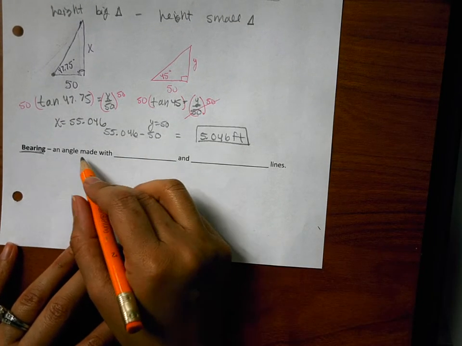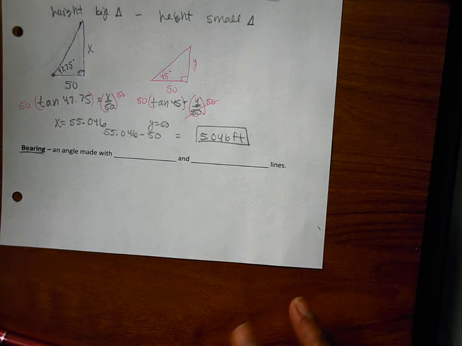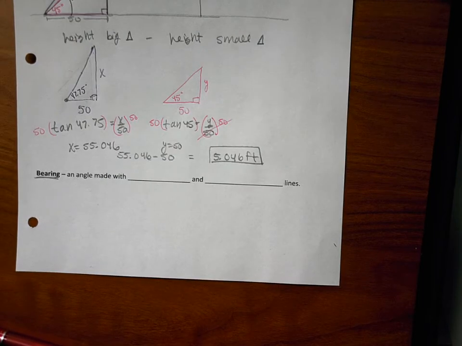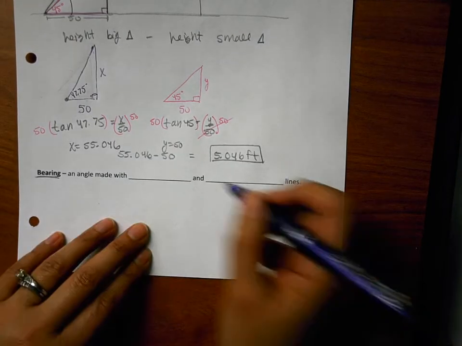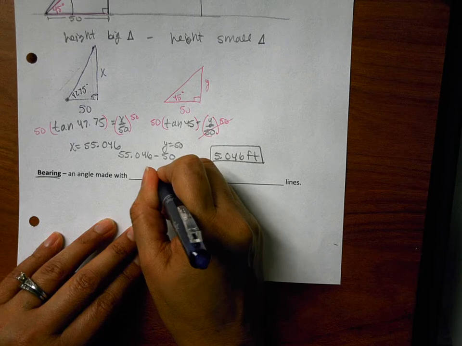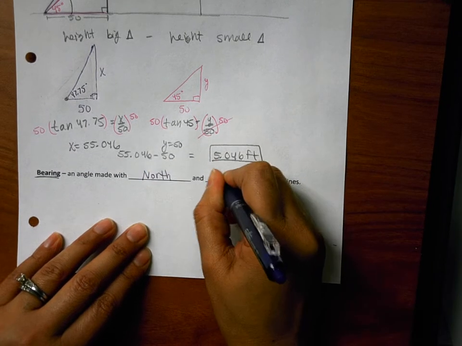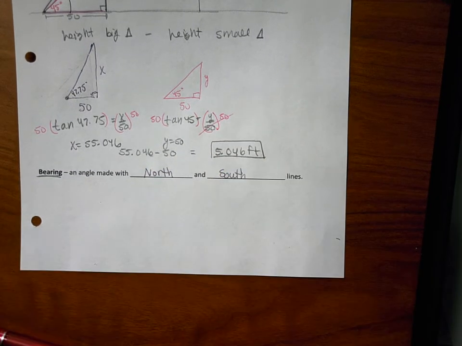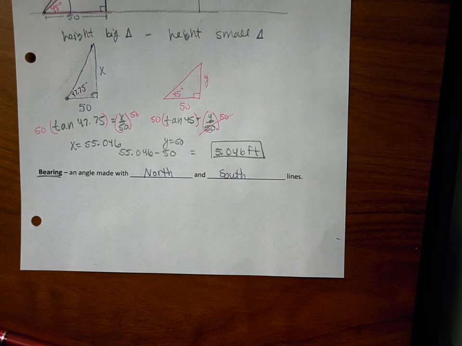Okay, moving on. Bearings. This is something you will need to know how to work with for this unit. Bearings are an angle made with blank and blank lines. They are made with north and south lines.